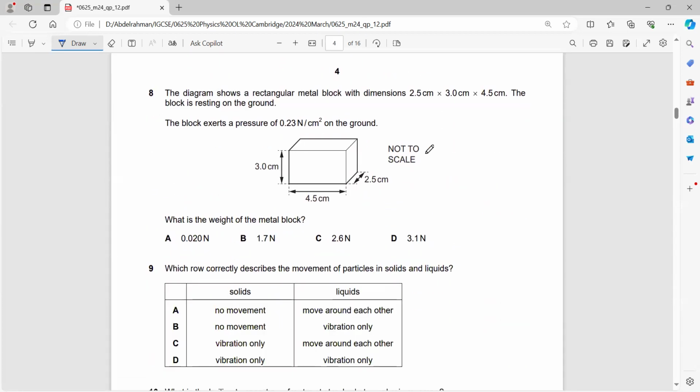What is the weight of the metal block? How can I find the weight of the metal block? I have the pressure and I have the dimensions. Pressure equals force over area. So basically the weight is the force. So force equals pressure times area. The pressure is 0.23 and the area is 4.5 times 2.5. Let's calculate it. This would be around 2.6 newtons. We need the area in contact with the surface, which is 4.5 and 2.5.